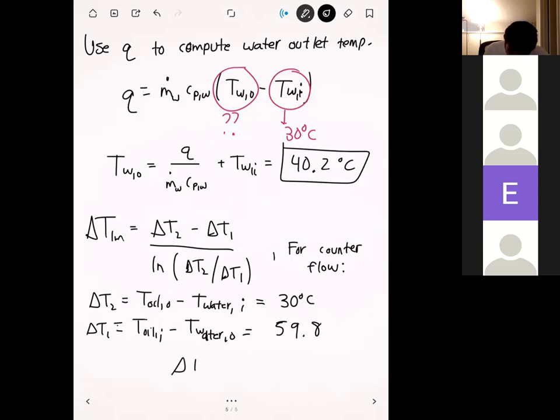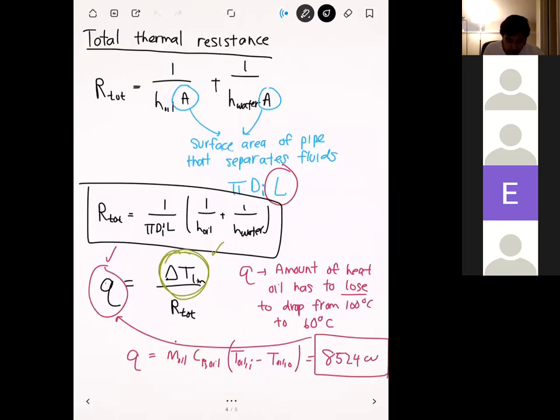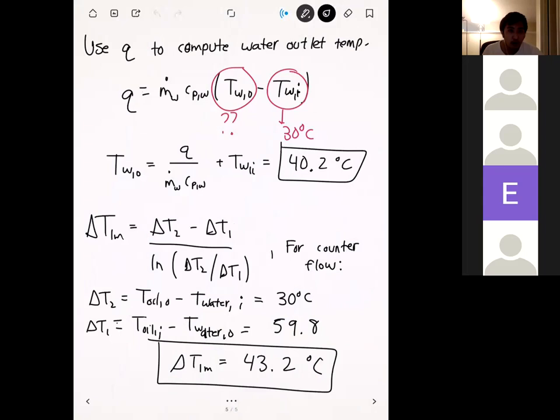And so if we plug these in, then we get delta T log mean is going to be equal to 43.2 degrees C. Okay. All right. And so now that we have delta T log mean and we have Q, we go ahead and plug these back into this equation right here, plug in our expression for R, and we can use all of that to solve for L. Okay. So any questions on this? Okay. So let's go ahead and finish up this example here and solve for L.